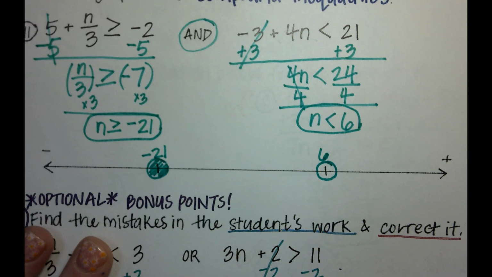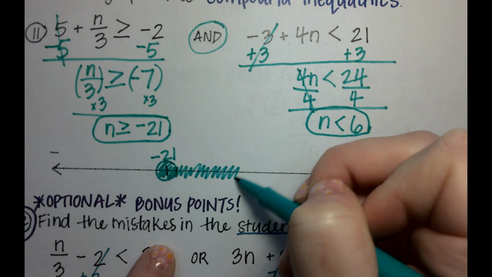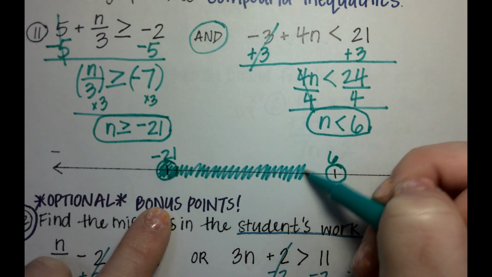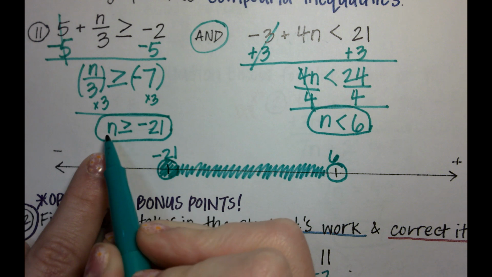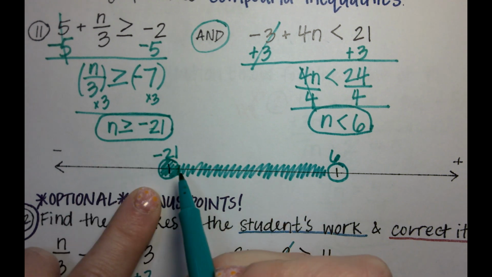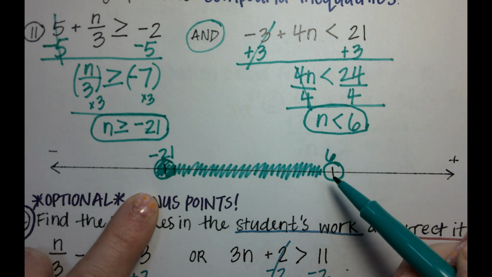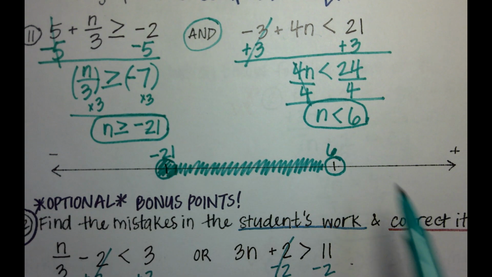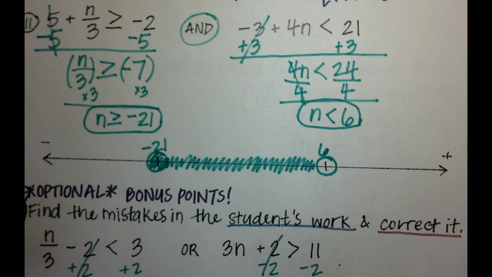And where do we shade? In the middle. Good. Because this is an and inequality, so we do it in the middle. We see negative 21, n is greater than or equal to, so we're shading to the right. From 6, it's less than 6, so to the left, they're towards each other. Shade in between. Very, very good.